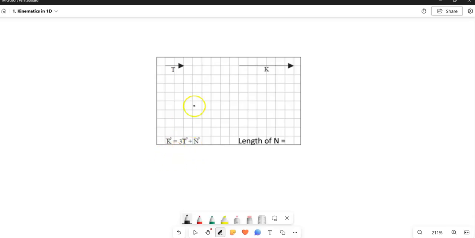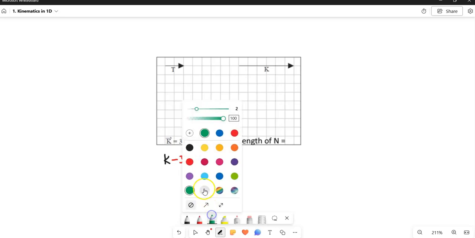So in this case, we have a k vector, which is this vector, which is pointing to the right, and it's 1, 2, 3, 4, 5, 6. So we know that's pointed to the right 6. Now, in order to figure out what the n vector is, what we have to do is subtract the t vector, well, 3t, onto the other side. And when we do that, we will find out what the n vector is equal to.